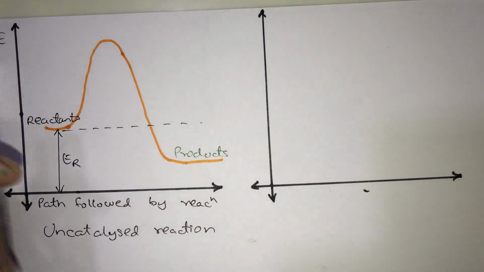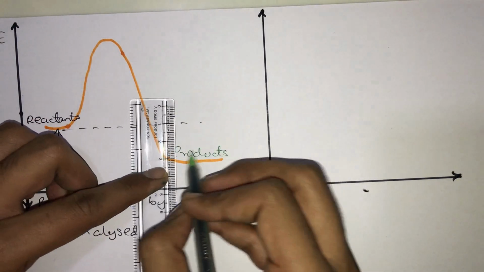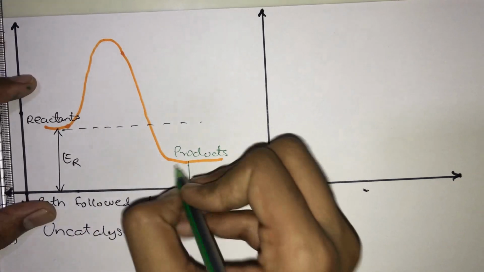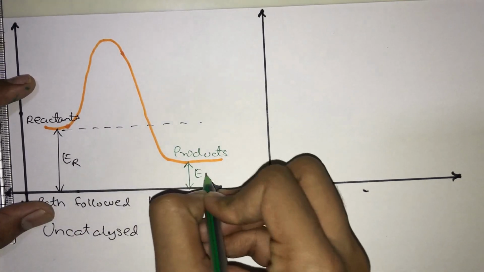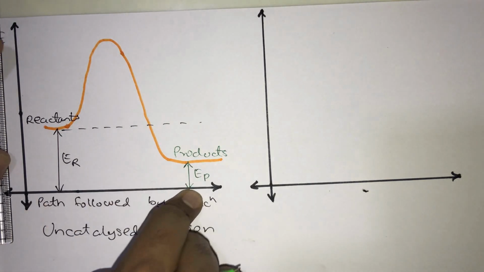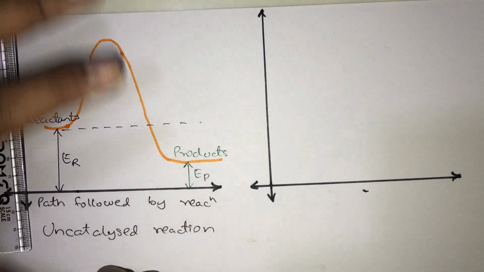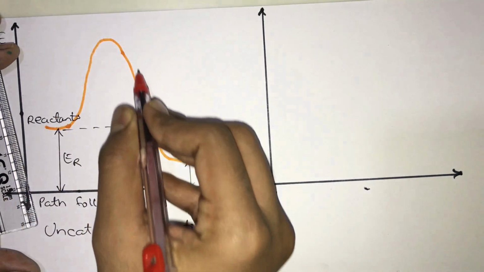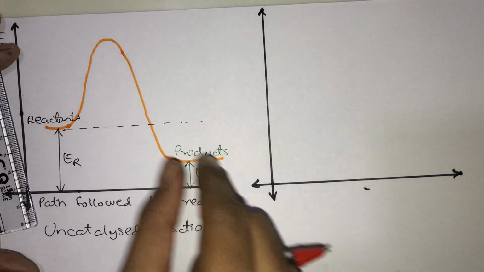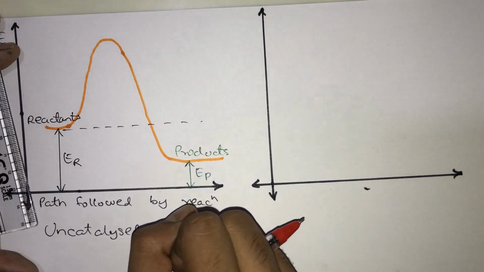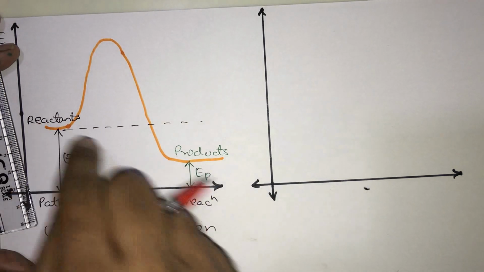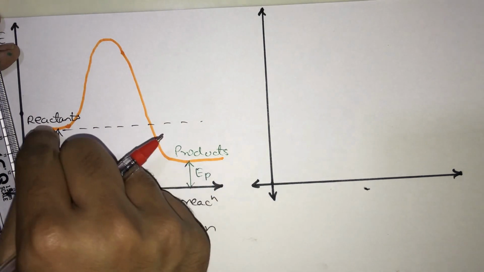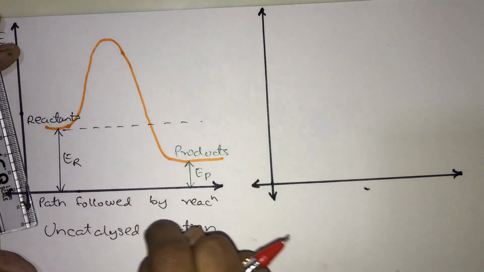Okay, now obviously if here are our products, then the products are going to have this much amount of energy, and let's name this energy to be EP. I'm explaining a general case over here, guys. Now, what is this orange color graph that is drawn over here? This orange color graph represents the path followed by the reactants in order to get converted into products. Which means that if the reactants want to get converted into products, they need to follow this path.